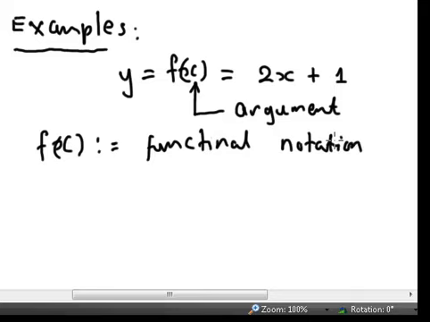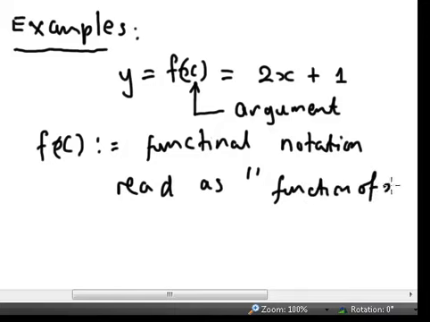A notation is like a word for me. Then the word has got its meaning, isn't it? So that's the functional notation of a function. How do you read this? This is read as function of x. That's how we read it. Once you see something written like this, we read it as f of x, or function of x.